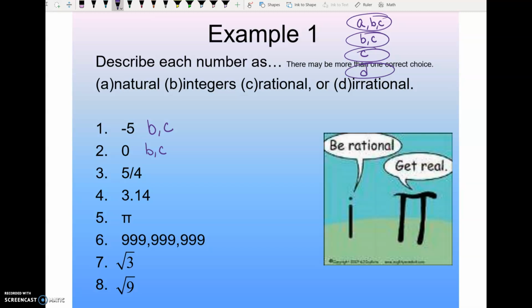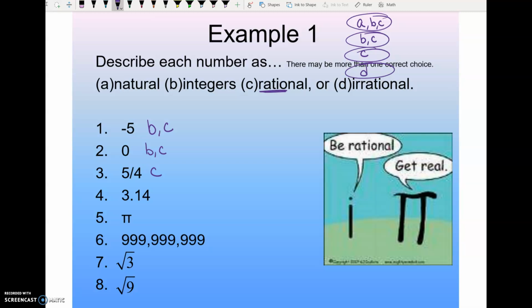5/4 is a fraction. I didn't mention this before, but ratio means fraction. So a rational number, ratio is in that word. It literally means a fraction number. 5/4 is a fraction, so it's a rational. It is a rational, not irrational.